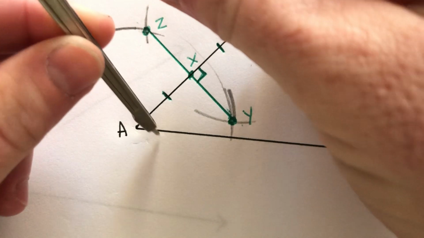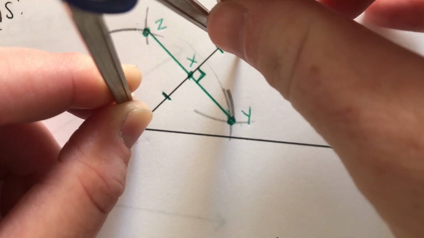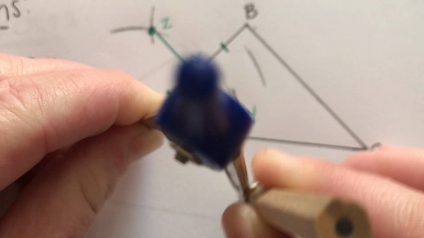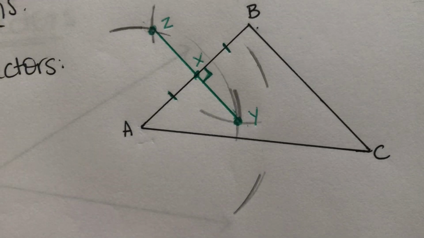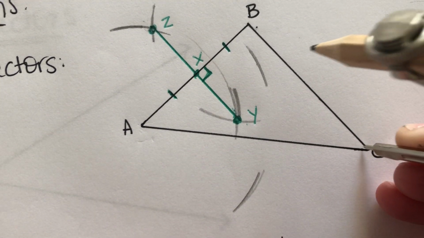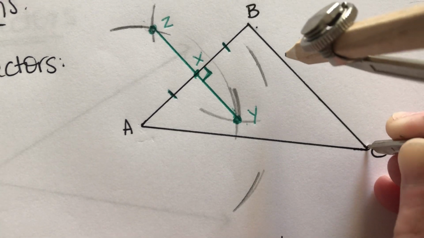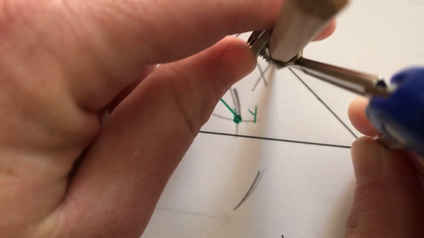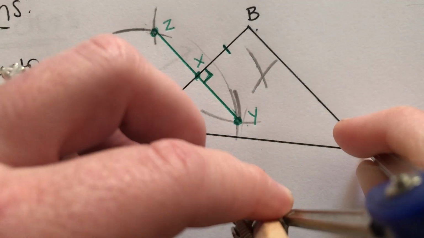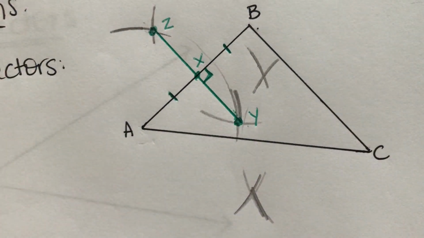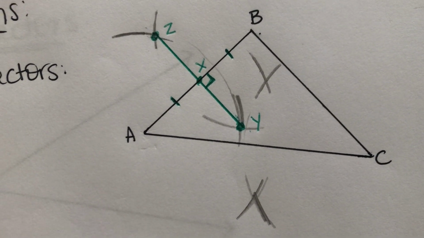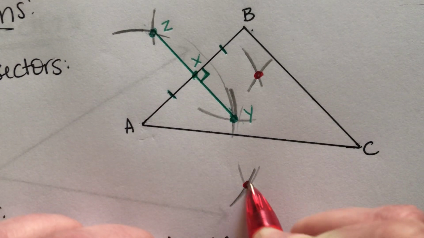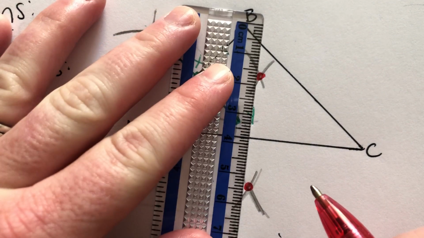Okay, so then I'm going to put my tip that doesn't mark here on A, and I'm going to do a little arc above my line, and a little arc down here below my line somewhere. I don't know exactly where they're going to cross. I'm just guesstimating. Same thing. I keep it the same width. I put my non-marking end on endpoint C, and I make my little arc, and I create my little arc down here. And I just need to see where the two lines intersect. Awesome. So they intersect right here, and they intersect right here. So I'm going to draw that line now.